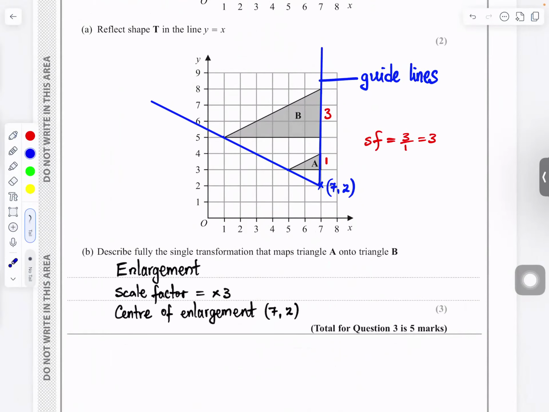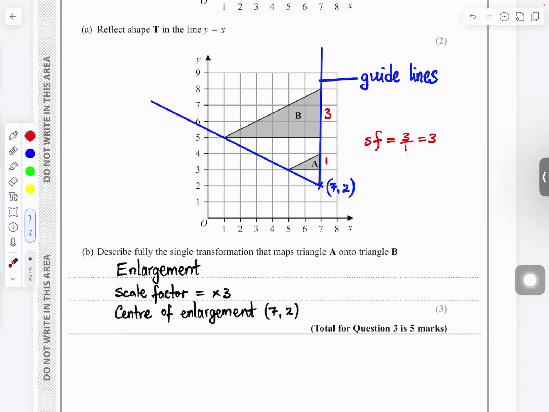Describe fully the single transformation that maps triangle A onto triangle B. If you look, triangle A is small, triangle B is large. So the first thing you will say is enlargement. It's 3 marks, so they want 3 things. You say it's enlargement. It goes from small to big, enlargement.